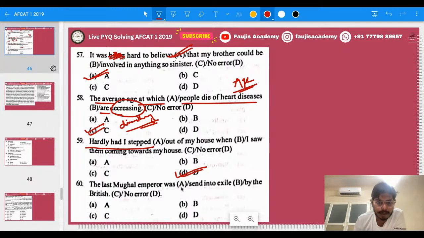The last Mughal emperor was... you guys tell me, question 60. I'm asking 60. In 59, there is no error in A, then how do I tell you there is an error in A? There is no error in A. So the answer to 60 will be sent to exile, not send. The last Mughal emperor was sent to exile.